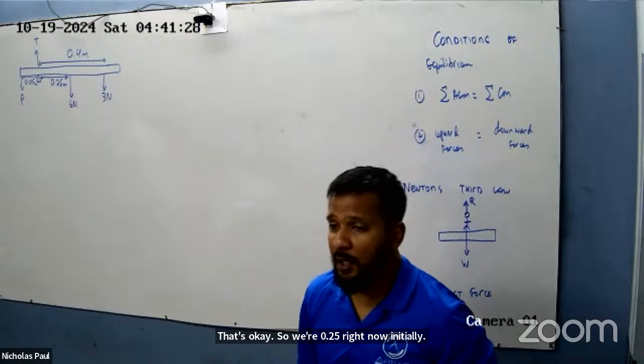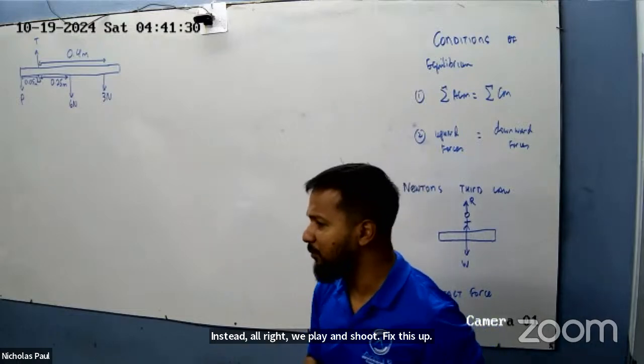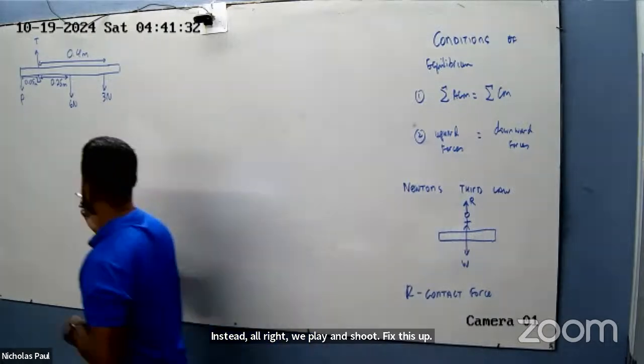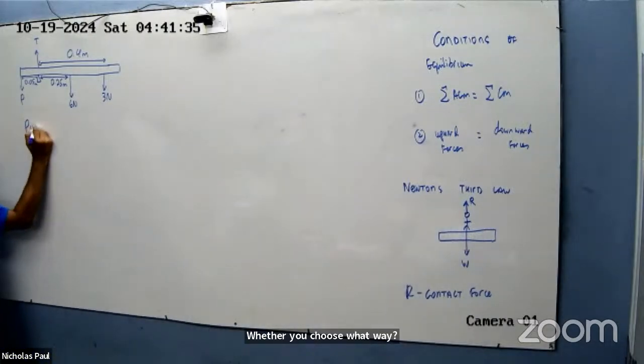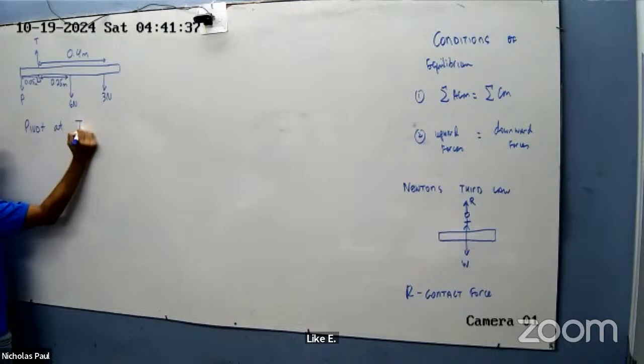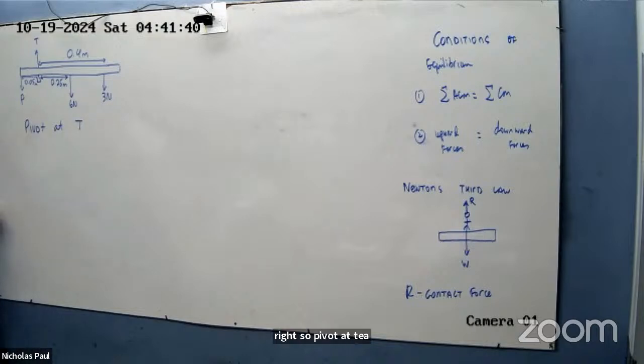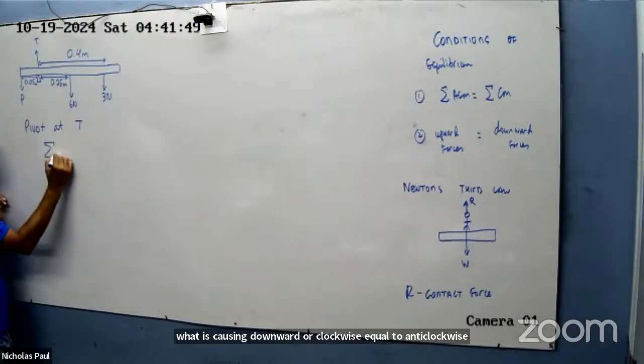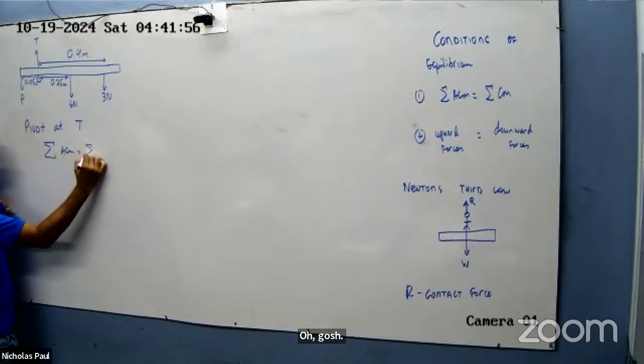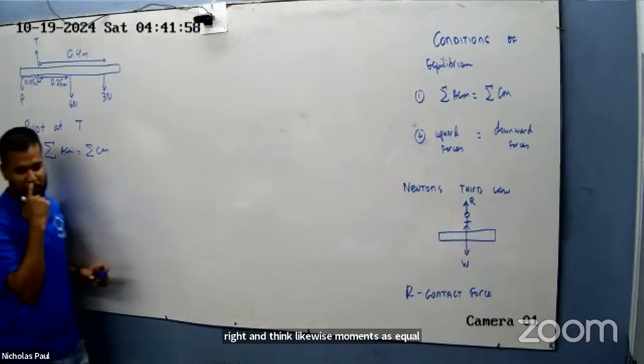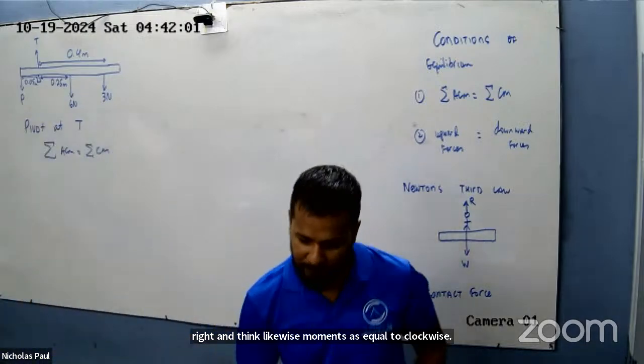Where do you choose the pivot? At T. So pivot at T, and then apply which law you're going to use: upward equals downward, or clockwise equals anti-clockwise. Anti-clockwise moments are equal to clockwise moments. Go ahead, apply the moments.